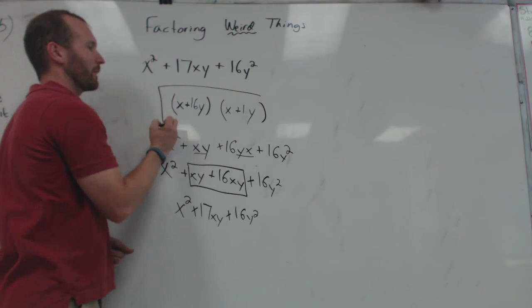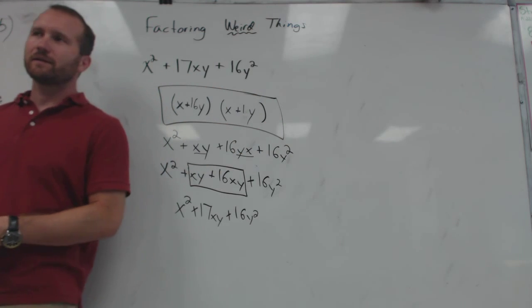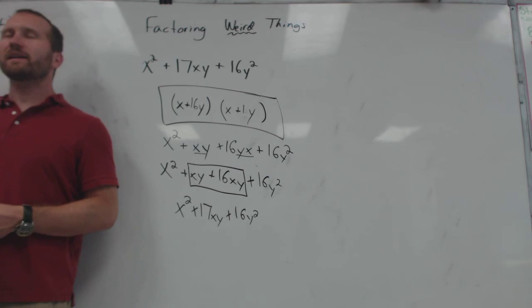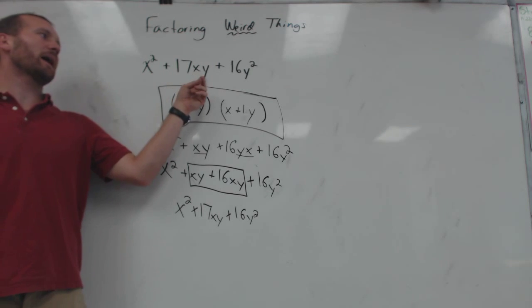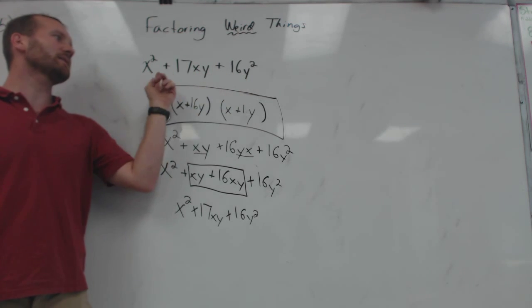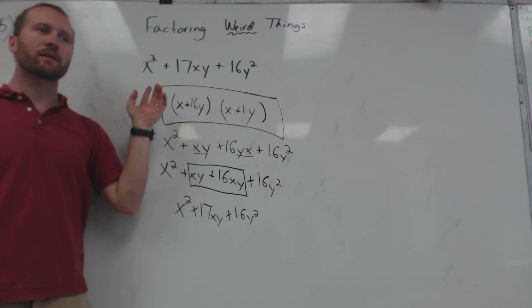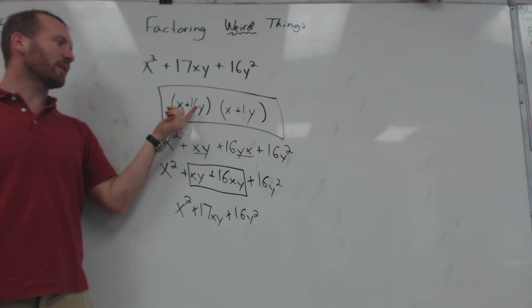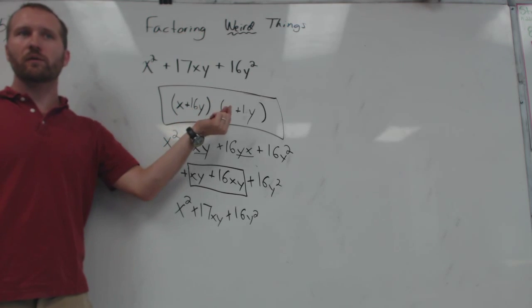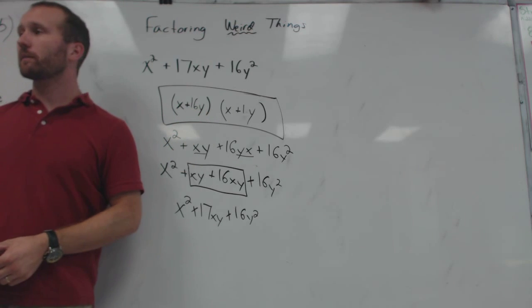Okay. So that's our answer. The key is just to notice the pattern of descending y's from the right. y squared, y, nothing. And then think, okay, I know I'm going to have an x and a y. What are the coefficients? That's all you're really looking for.